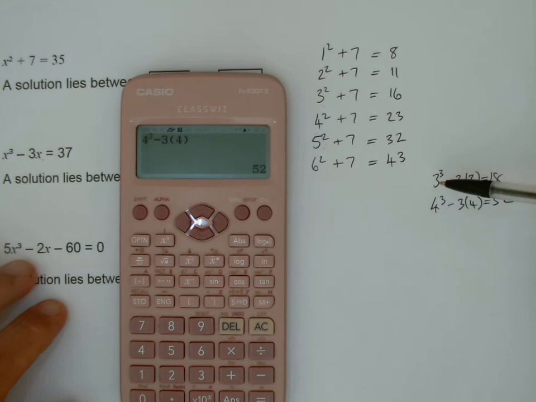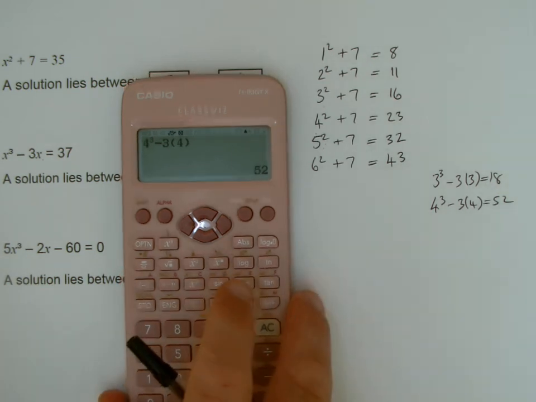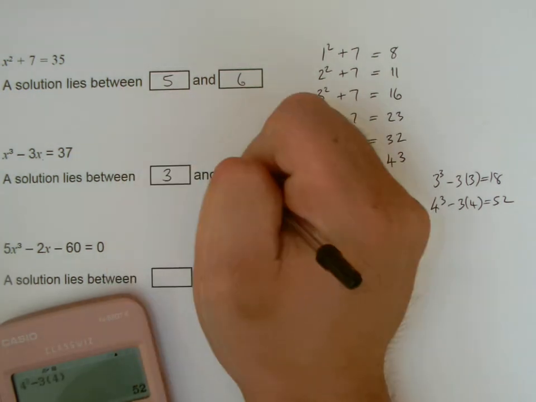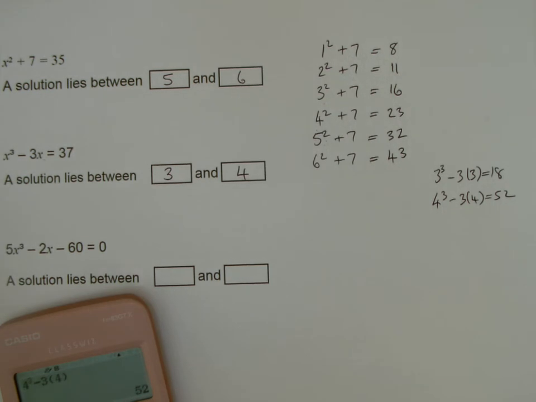So when you set x to be 3, you get 18. When you set x to be 4, you get 52. So it's going to be somewhere between there, isn't it? 3 point something, to get you 37. As I said, this exercise doesn't matter. You just need to write down what it's between. So it's between 3 and 4. 3 point something will give you 37.